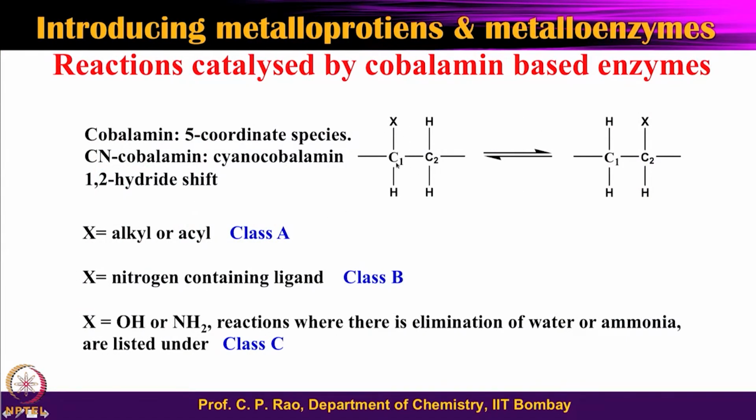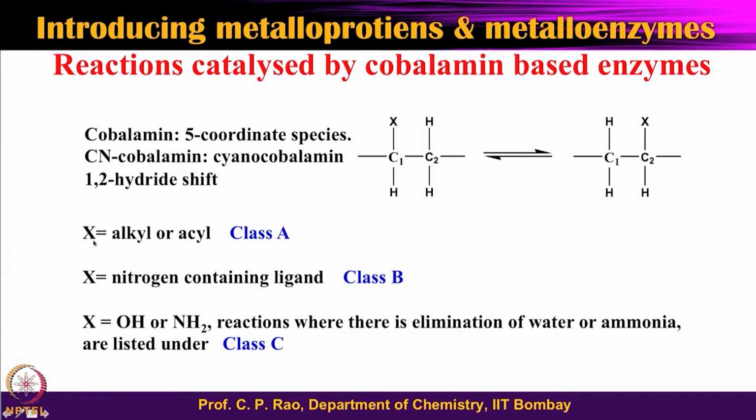Basically, they do a kind of breakage and makeage: break a bond and make a bond. You can see in this example C1, C2, the C1 has X, and on this side C2 has X. It is because there is a hydrogen shift, called a hydride shift, in this case a 1,2 hydride shift.